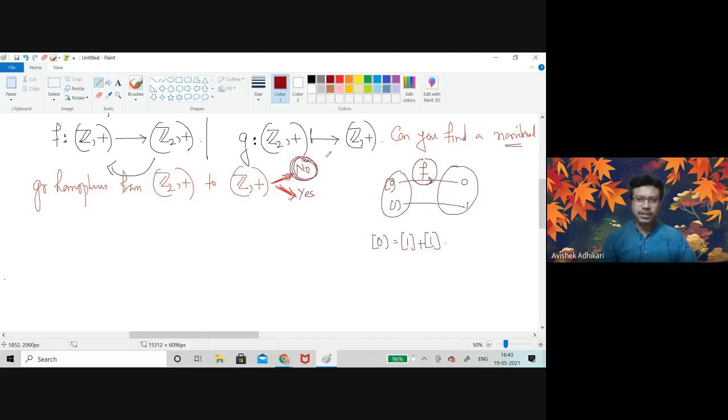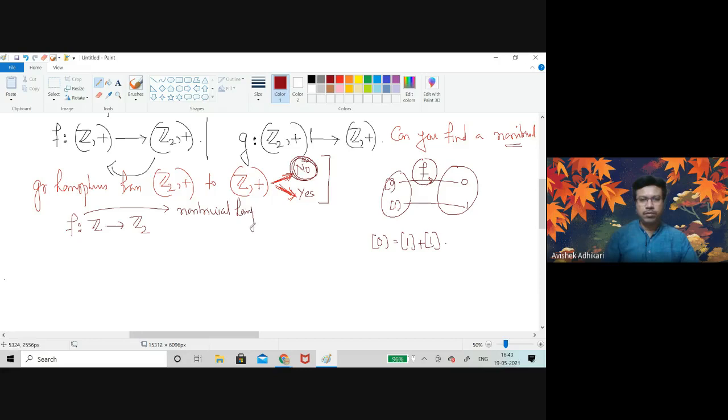Can it be? Somebody says no. Okay, then somebody must give some rationale or reasoning for why it is no. Okay, let's see. Suppose there exists some homomorphism from Z2 to Z which is non-trivial. So this is a non-trivial homomorphism.